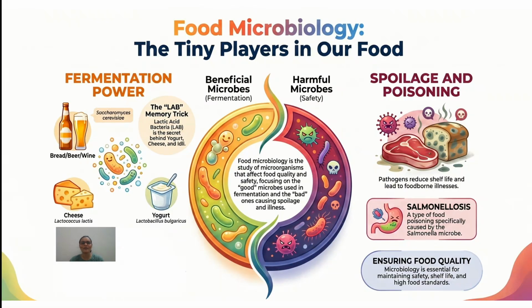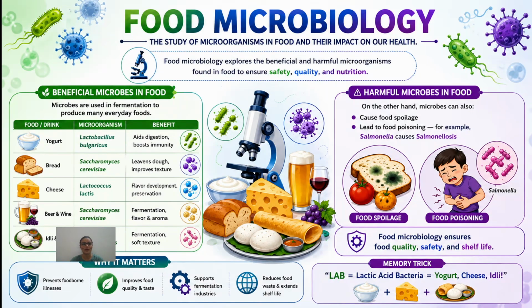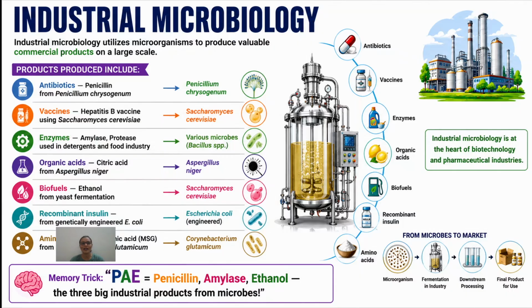This is food microbiology. We know that microorganisms are involved in the production of some important products. These are beneficial products, like yogurt and bread. These are the microorganisms that produce beneficial products. And you can see that on the other side, microorganisms are also involved in food spoilage and food poisoning. It causes poisoning. So this applied area is food microbiology.